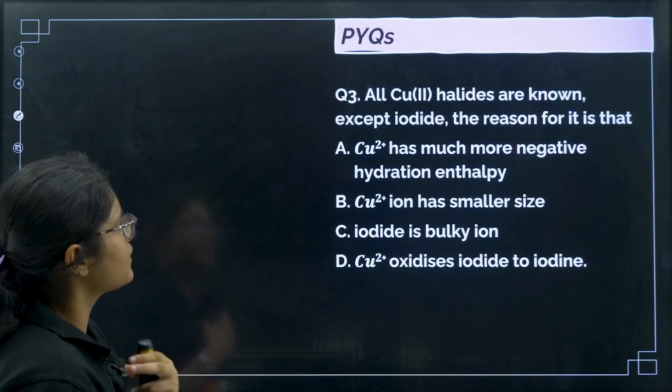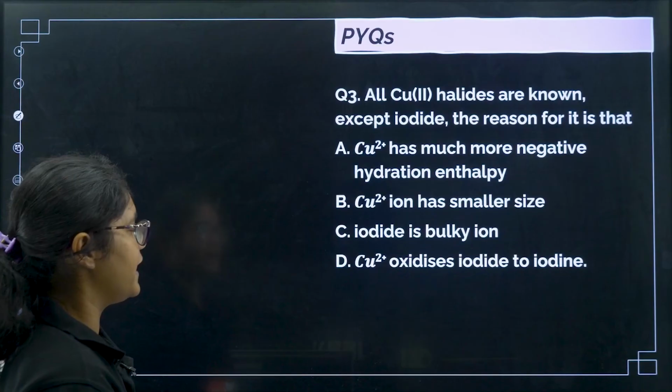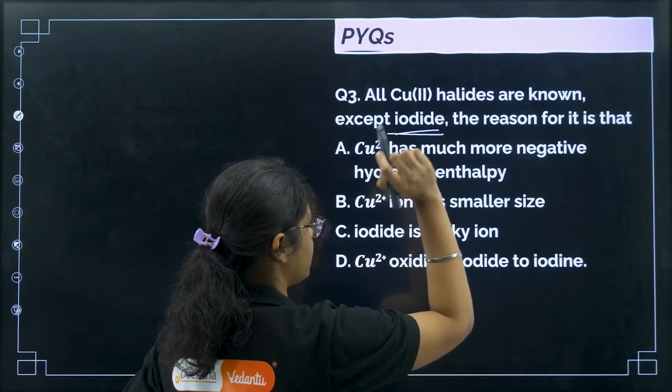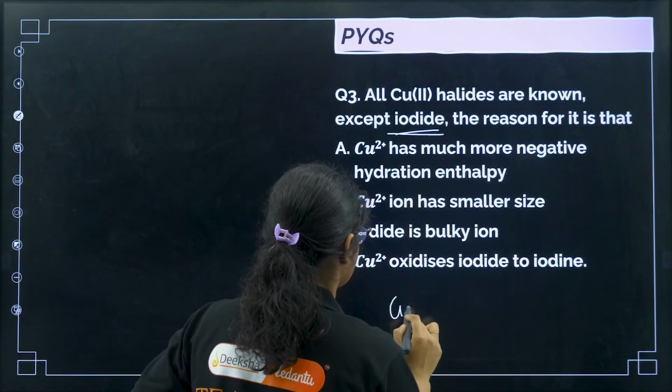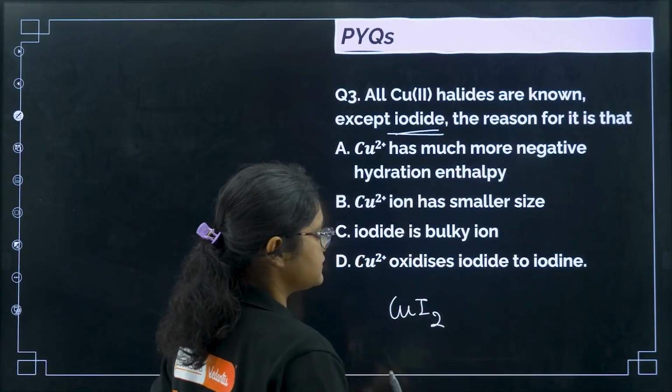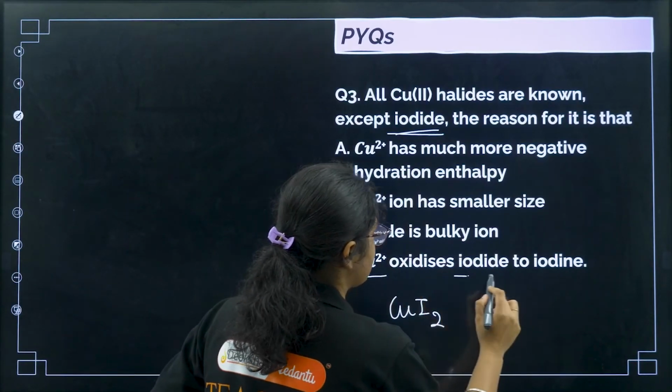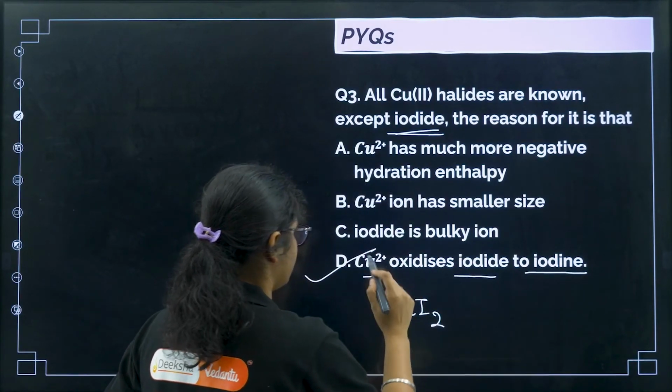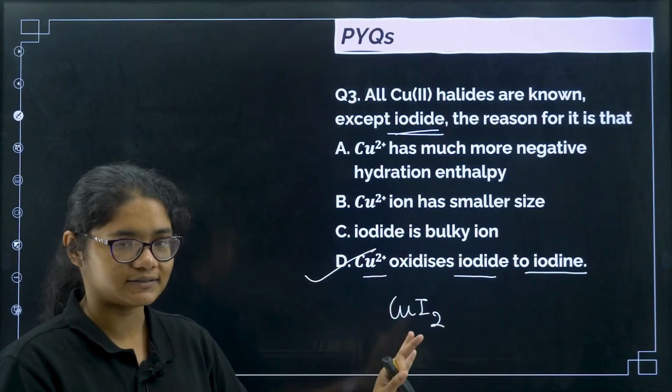Okay, next question. All copper 2 halides are known except iodide. We have discussed this in very detail, the reason for that. So they are telling that we cannot get copper iodide CuI2. What is the reason? Copper 2+ oxidizes iodide to iodine, right? Very much time we took and discussed that.